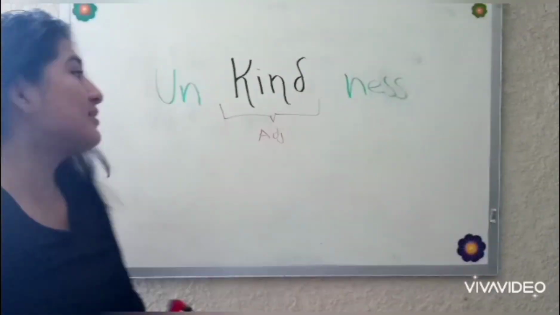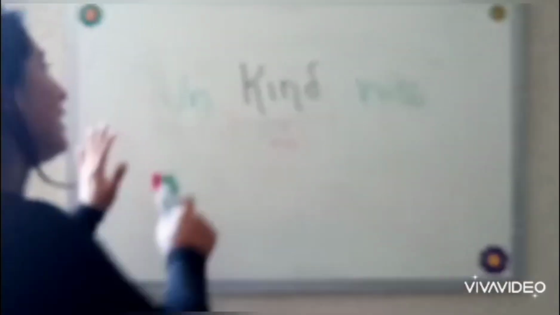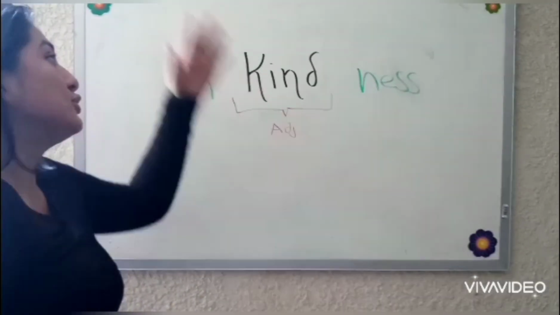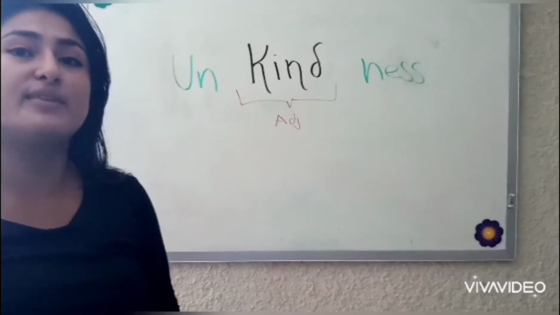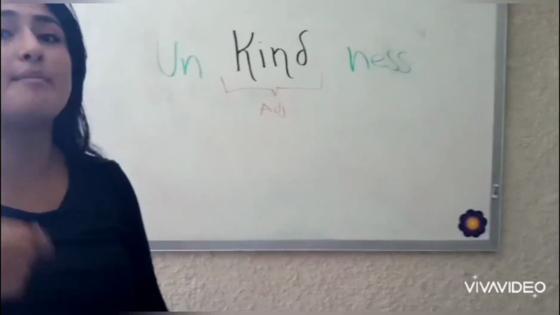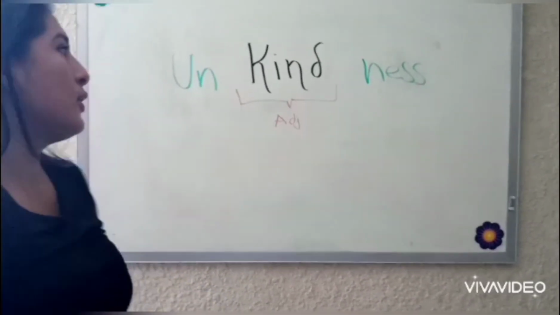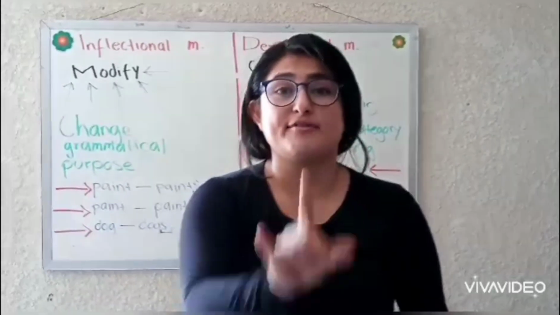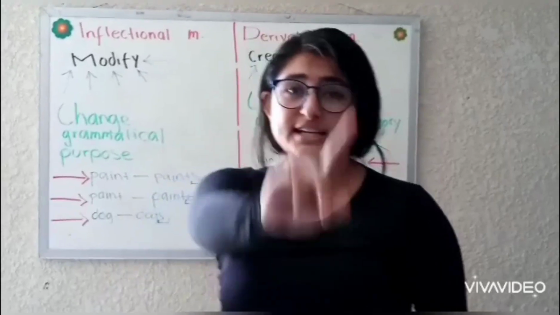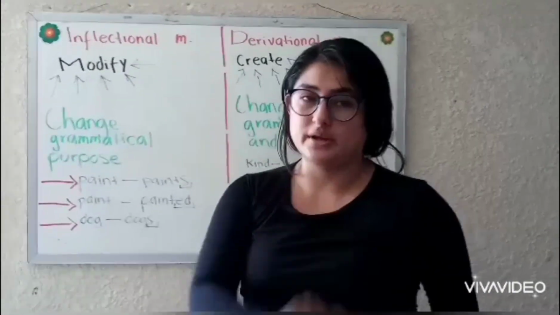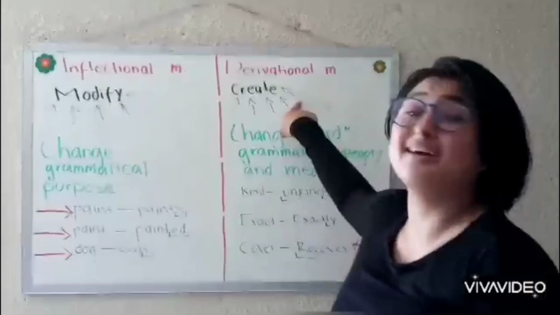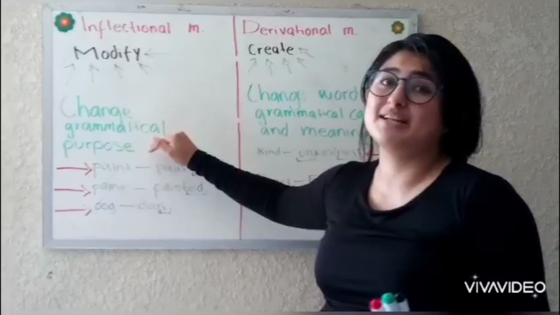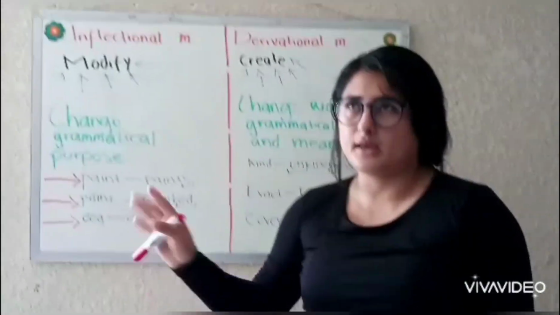Well, you remember that at the beginning the base was an adjective. Turning the adjective into a noun by adding a prefix and a suffix is called conversion, because we're changing the grammatical category of the word. Well, let's keep going. Morphemes can be inflectional or derivational. Inflectional modify a word, and derivational create. What do we mean by modify? They change the grammatical purpose. For example, compare.